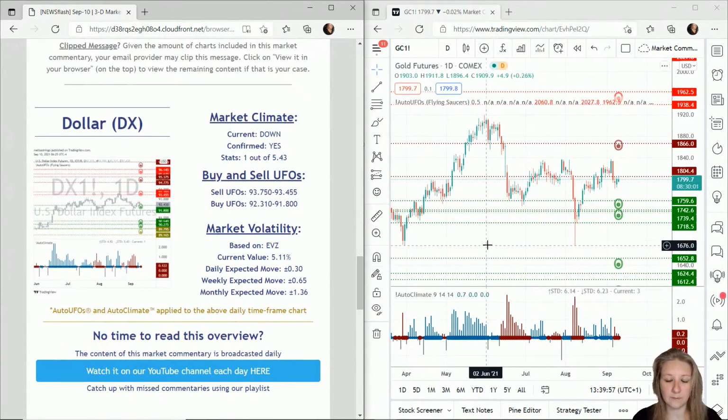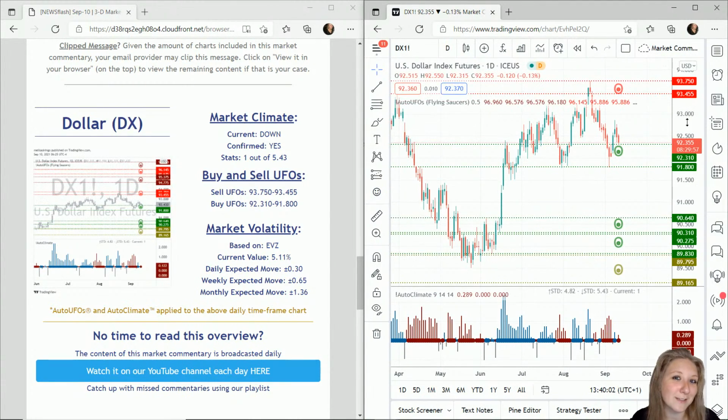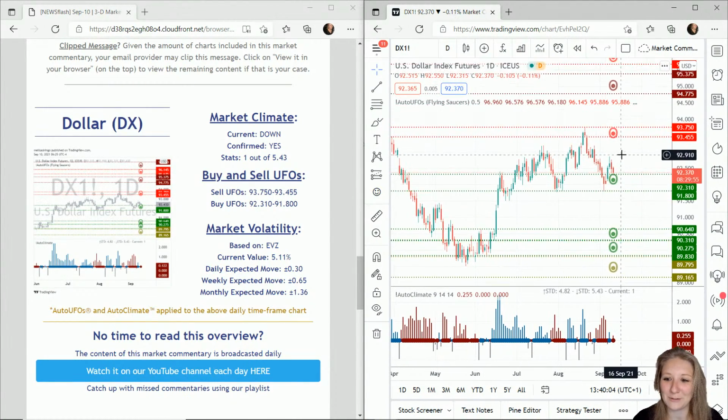Now the US dollar is responsible for about 80% of transactions worldwide every single day, so be aware of it whether you trade it or not.